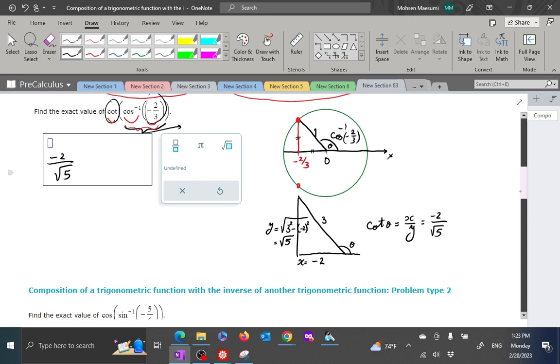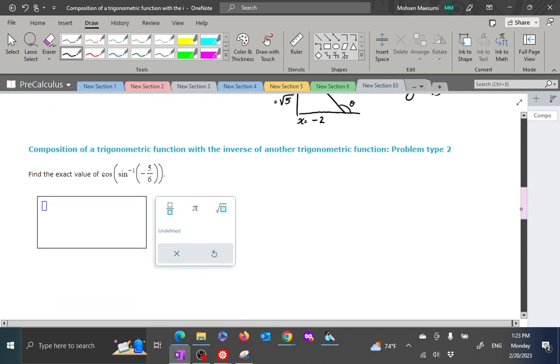So the denominator was 3. When I blow up this minus 2/3, it just becomes minus 2. Radius was 1, now it becomes 3. The other side, y, now I calculated. The advantage is that I don't have any fractions to worry about. So it becomes radical 5. I still need to know cotangent is x to y, and that gives me the answer. Let's go try another one.